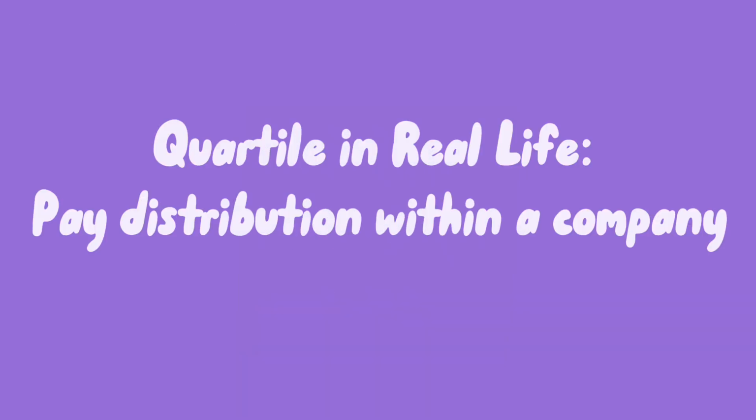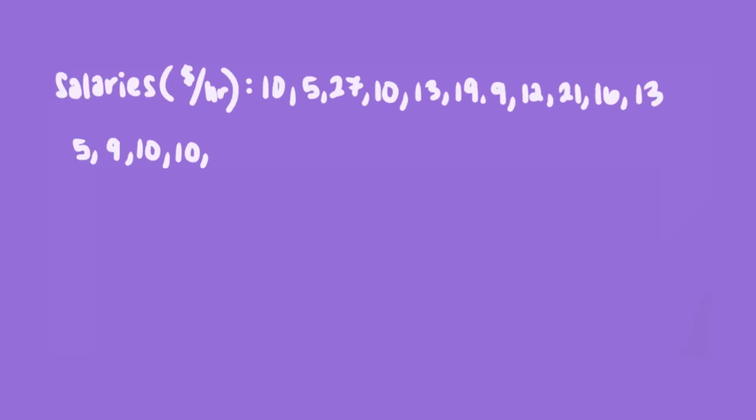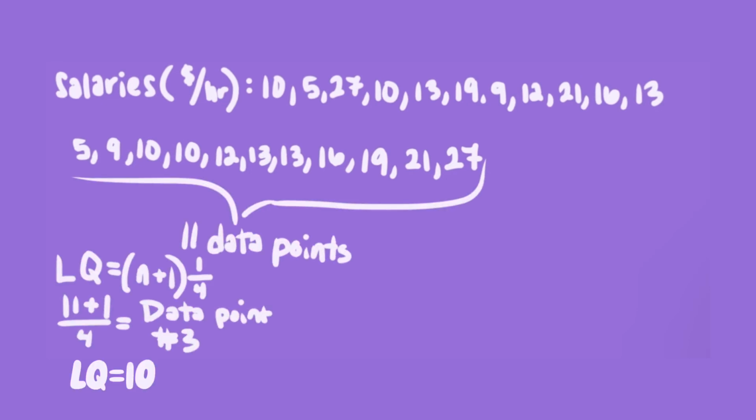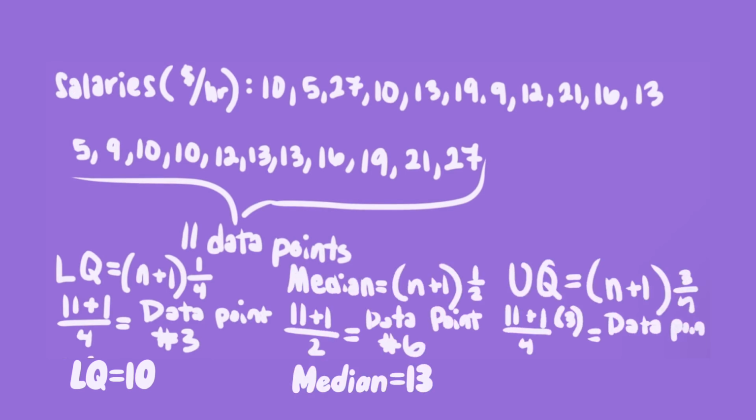One example of how a quartile is used in the real world is in salary distribution within a company. The first step of finding the quartiles is the same as the median, writing out all of the numbers in ascending order. There are 11 data points in this set, so the staff manager does 11 plus 1 divided by 4 to get to the lower quartile. The median and upper quartile are found the same way, except instead of multiplying 11 plus 1 by 1/4, the manager multiplies it by 1/2 and 3/4 respectively.